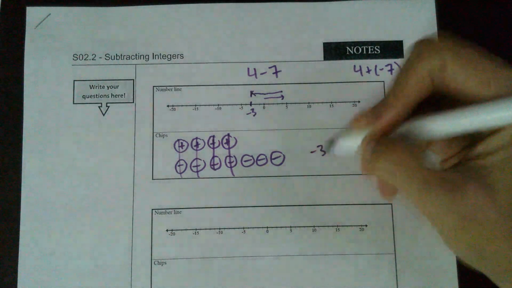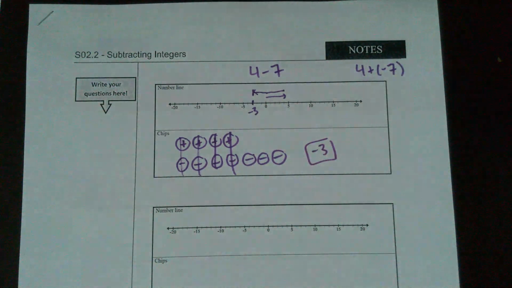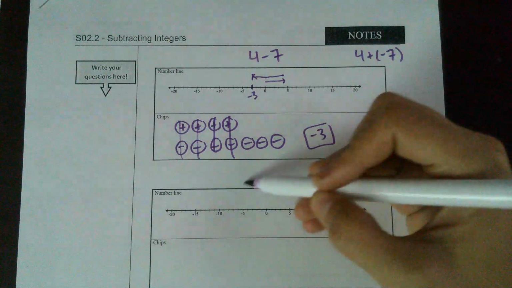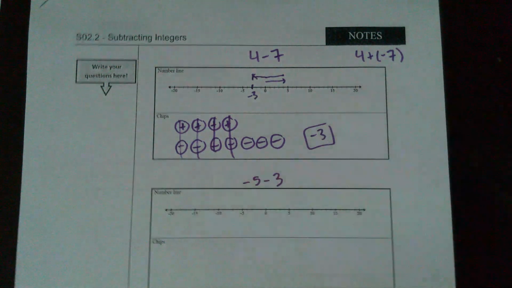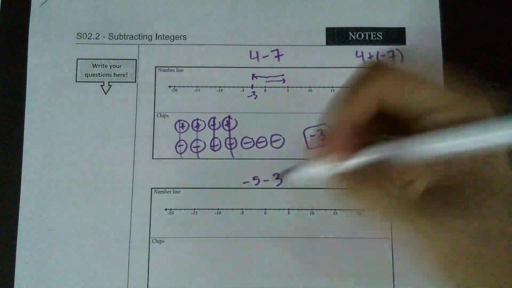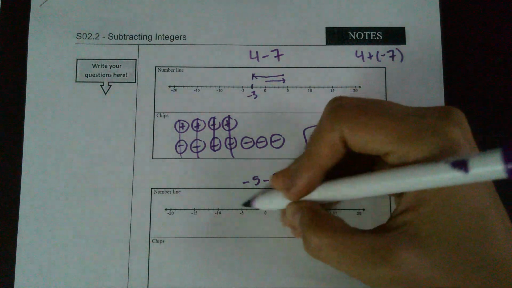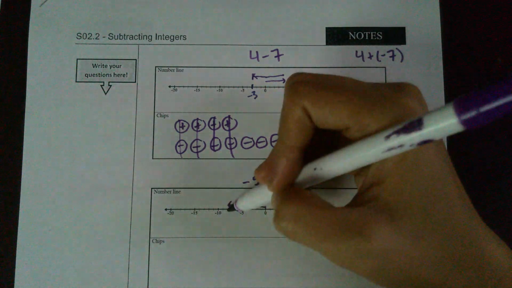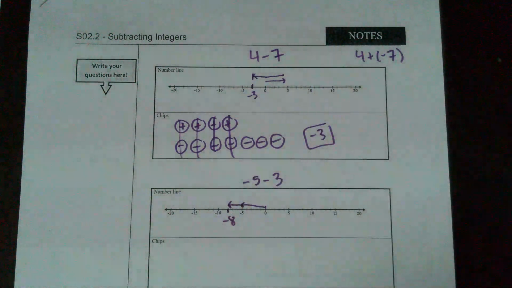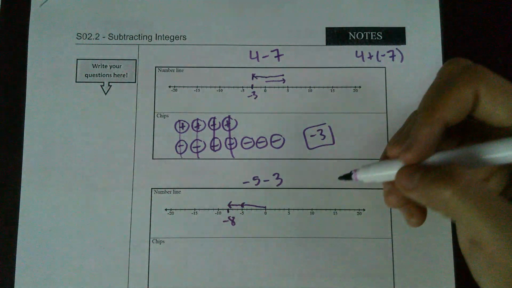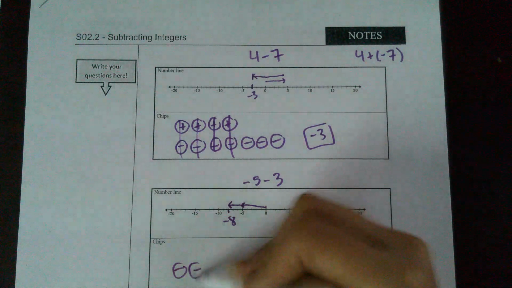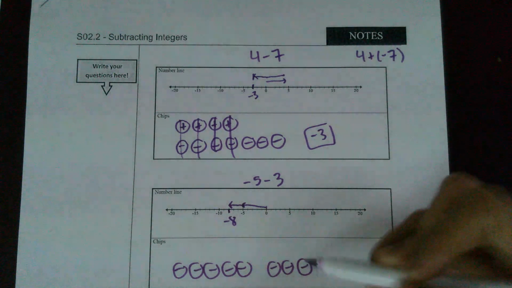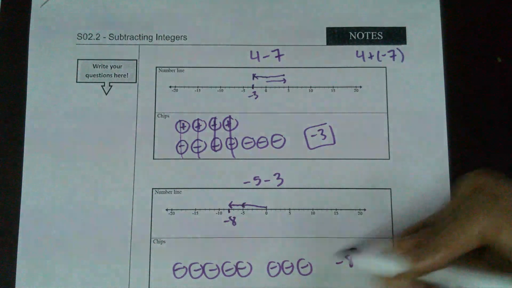So this would be negative 3, right? Same answer as above. Okay, for the next one, we have negative 5 minus 3. So we start here at 0, we go negative 5, and then we go even more negative. 1, 2, 3, and we end right here at negative 8. And then if we want to do our chips again, we'd have 5 negative chips, and then we'd have 3 more negative chips. So altogether we have negative 8 chips.